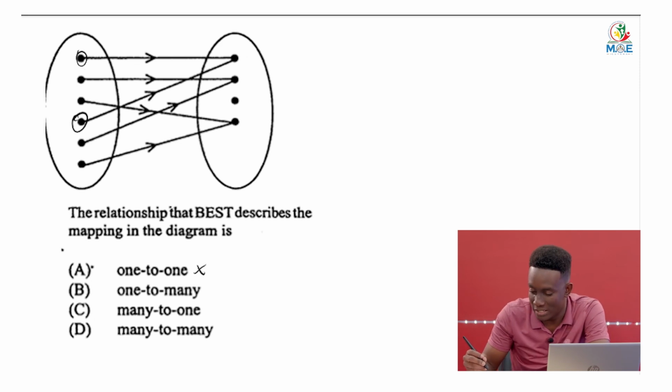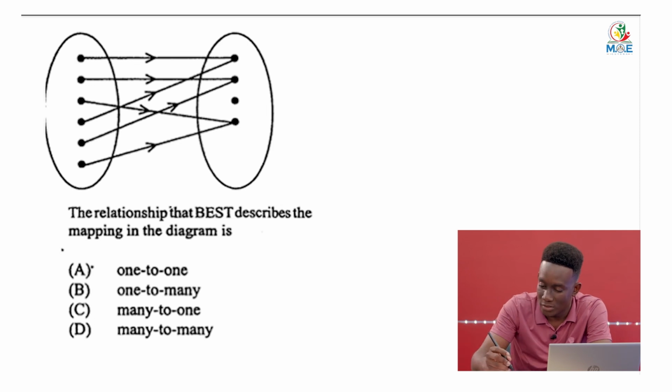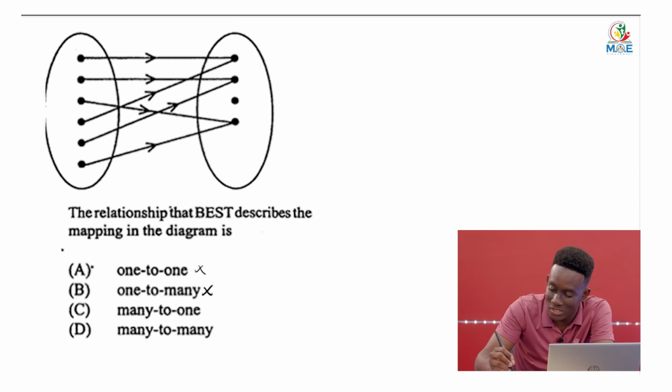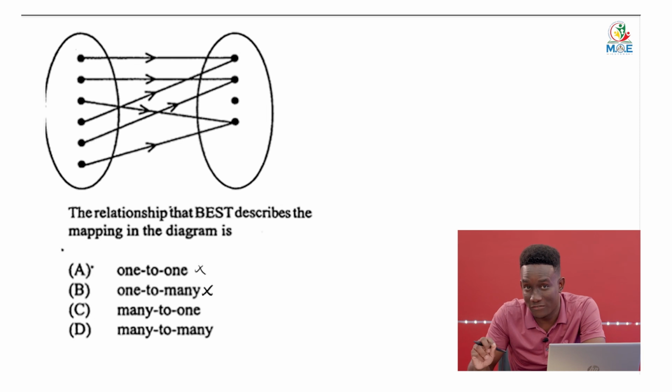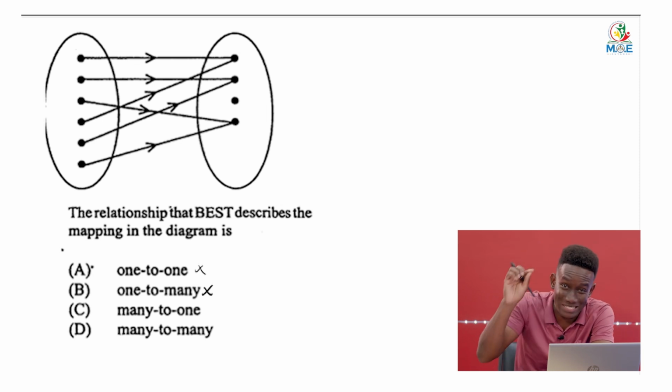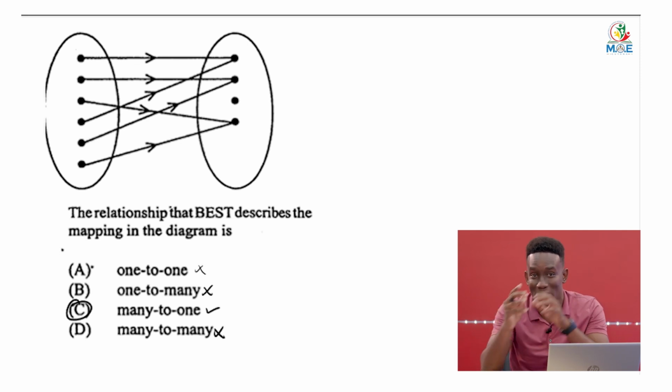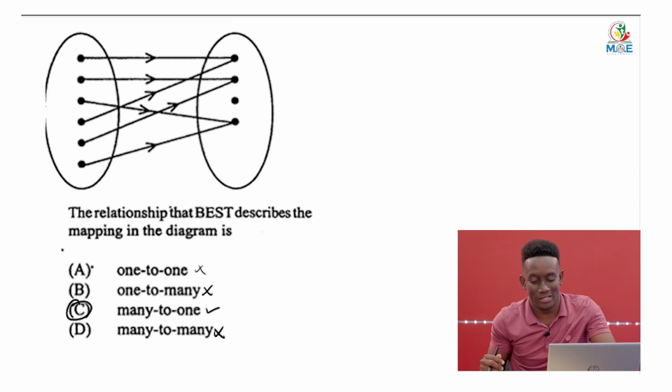Is it a 1-to-many? Is one going to many? Do we have two arrows coming from here? No, we don't. So 1-to-many is out. Is it a many-to-one? Do we have many going to one? In this case, you see these are going to the same element. So when we have at least two elements being mapped onto the same element in the codomain, we can say it's a many-to-one. As long as it's not a 1-to-many and a many-to-one, it cannot be a many-to-many. So the answer here is C, many-to-one, because we have many going to one.